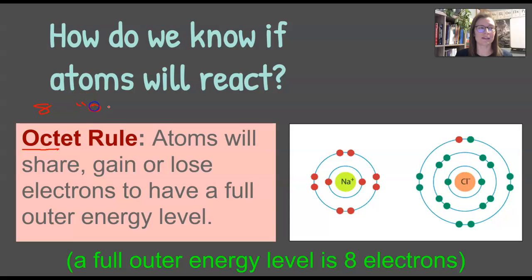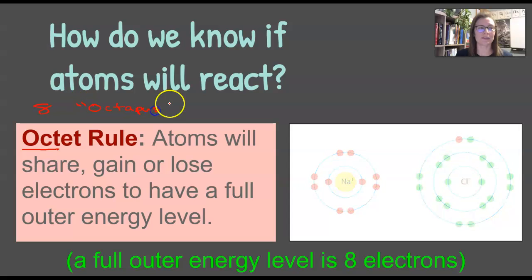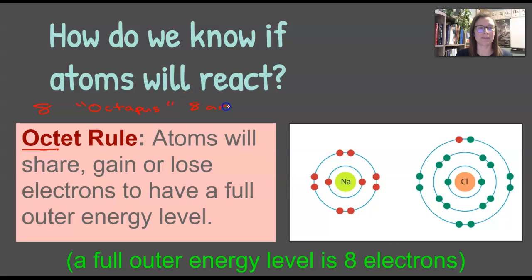Just like an octopus has 8 arms, right? So octet has something to do with 8, means atoms will share, gain, or lose electrons in order to have a full outer energy level. All right, so look what's happening here with sodium. It has only 1 electron. When it loses it, now the new outer energy level is full. It was the one that was underneath. Okay, chlorine, on the other hand, I wish I could pause this. When it gains 1, it fills up the outer one. So now it has 8 as well.